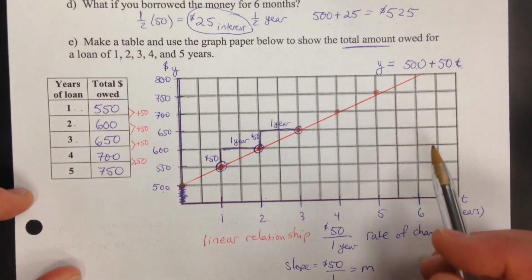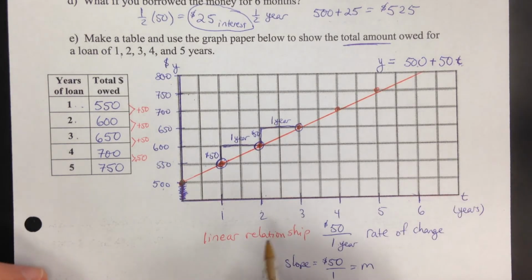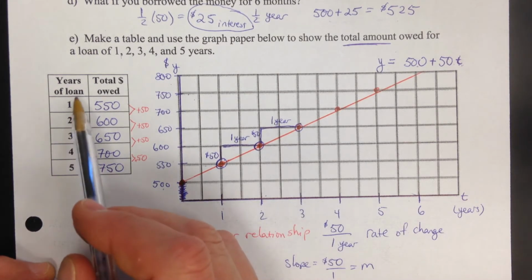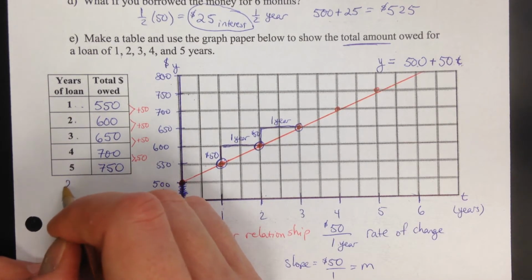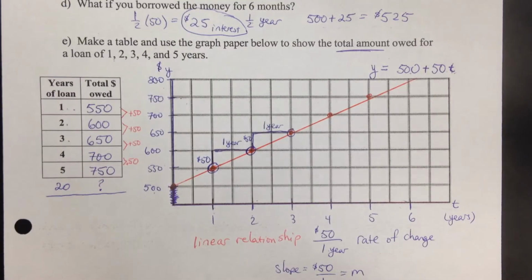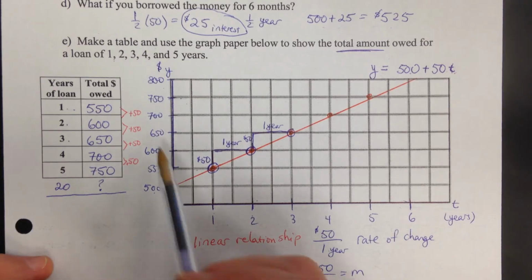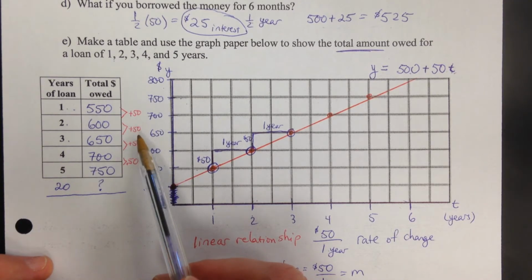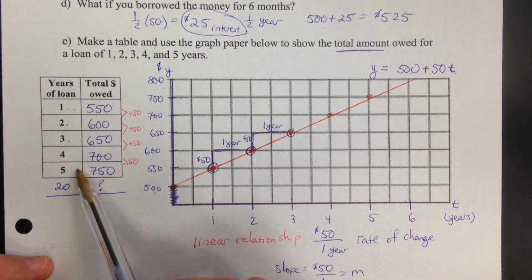Now what this allows us to do is predict. Let's say the loan was for 20 years, and we want to find out how much we are going to pay. Well, you could keep going up 50 each time. So this is 5 years. We could go up 50 15 more times. You could figure that out.